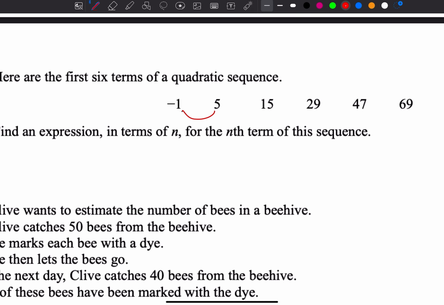Number here to here, what's that? 6. Here to here is 9. Here to here, what's that? 14. Here to here is, that's not 9, that's 10. Here to here is 4. Here to here is 4. And we are looking at this number, and that number. So 4, so that's basically what? 2a equals 4. That gives you a is 2.